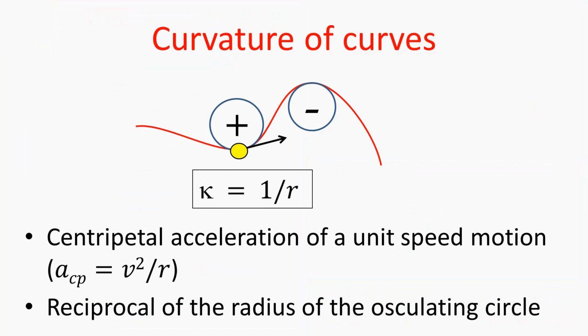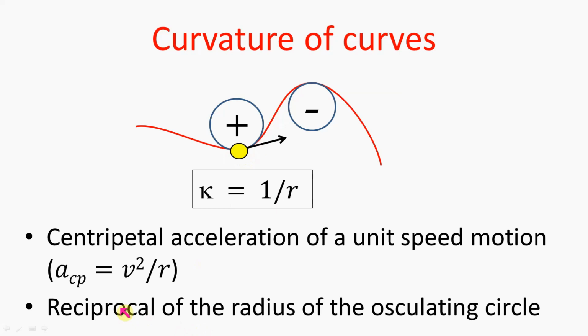Let us consider first the curvature of planar curves. I give you 2 different definitions, and we will see that the 2 definitions are equivalent. The first definition is based on physics. Suppose that we travel along this red path. The curvature at a particular point is the centripetal acceleration needed to keep us on this path.